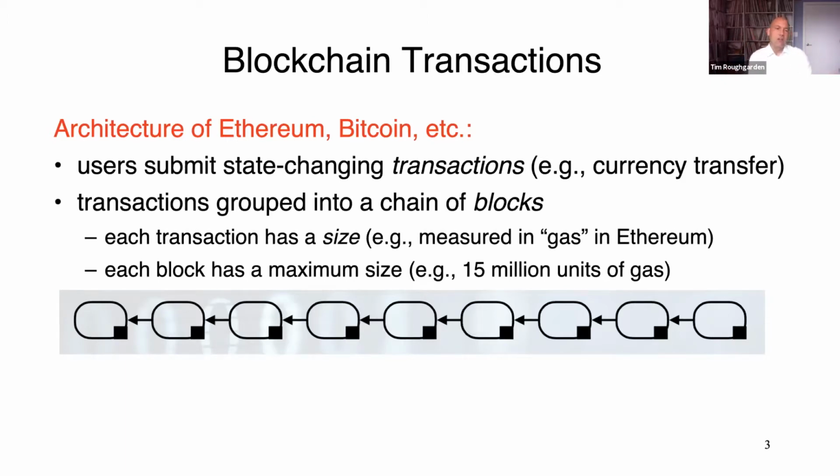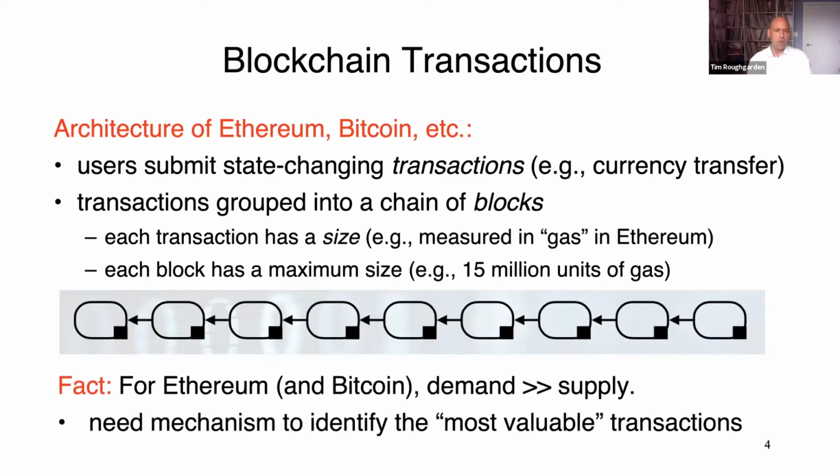What's important for us here is that blocks are only published every so often. Like once every 10 minutes on average in Bitcoin, once every 13 seconds or so in Ethereum. And blocks do not have infinite capacity, so there's a cap on how big they can be. For example, in Ethereum, size is measured in gas, which is a numerical measure of the computational and storage costs of executing a transaction. Each block has a maximum size of 15 million units of gas, which you should think of as maybe 500 transactions or something like that.